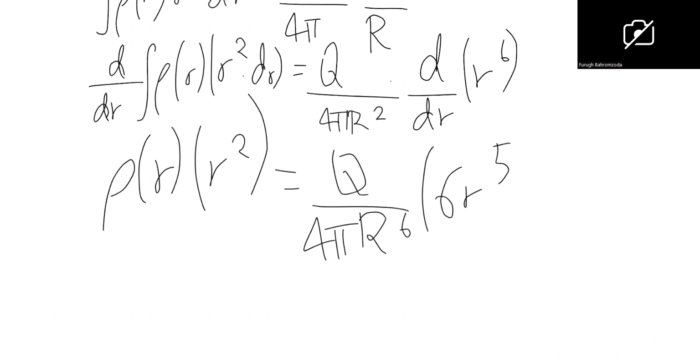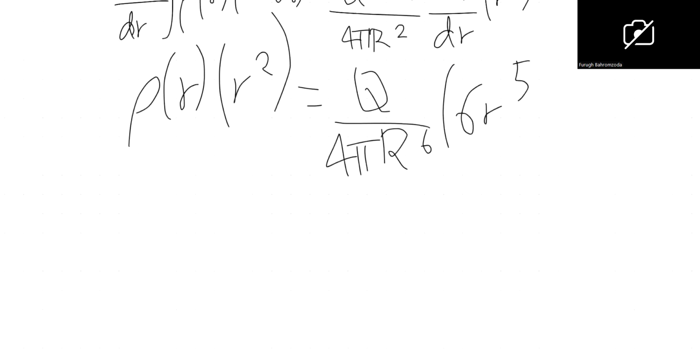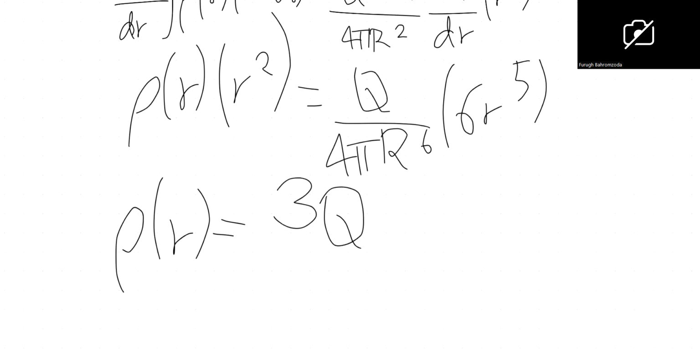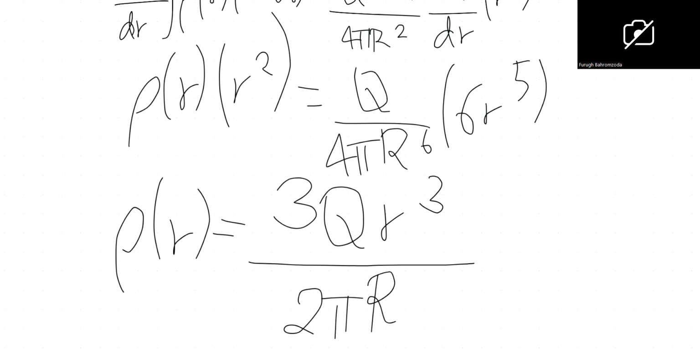And now the final answer: here the density of r equals, this one goes here, 3Q r cubed over 2 pi R to the power of 6. This is our final answer, guys. We have it here.